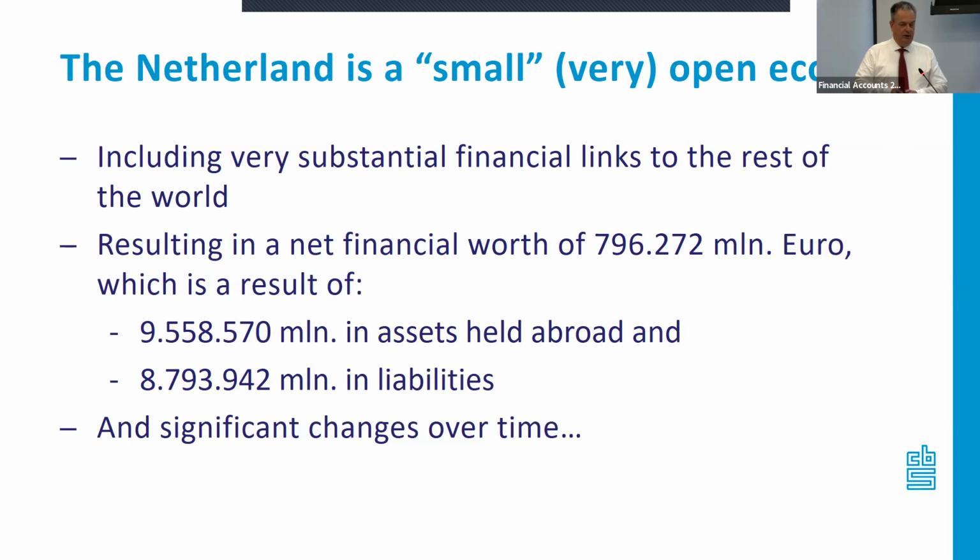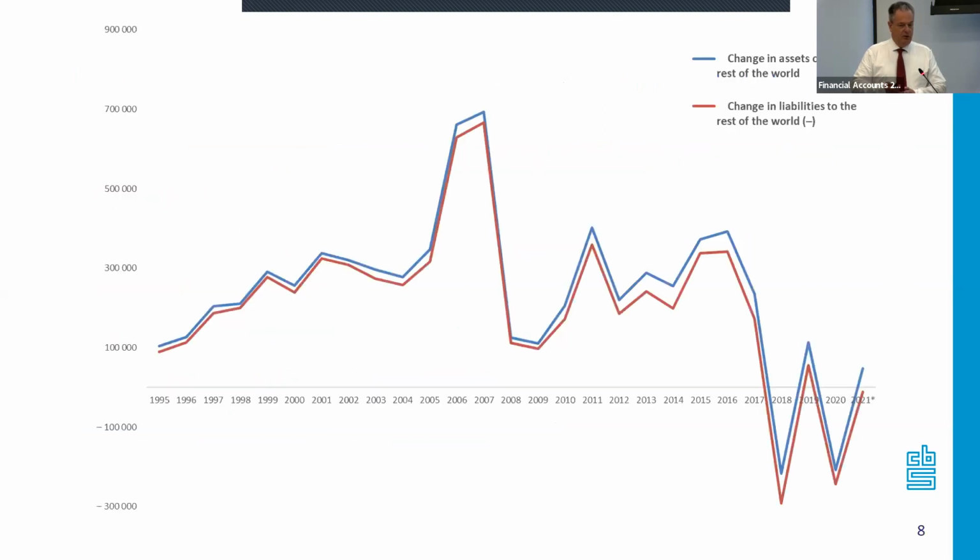And what it also shows, because we have long time series, is that although we have a huge financial worth as the Netherlands, it also varies over time and quite dramatically. You can read it better on screen than I can on the small screen. But here you can see how this net worth changes. You can see the change in assets on the rest of the world, and the changes in liabilities to the rest of the world. They nicely look like they have the same direction, but you can also see the heavy changes.